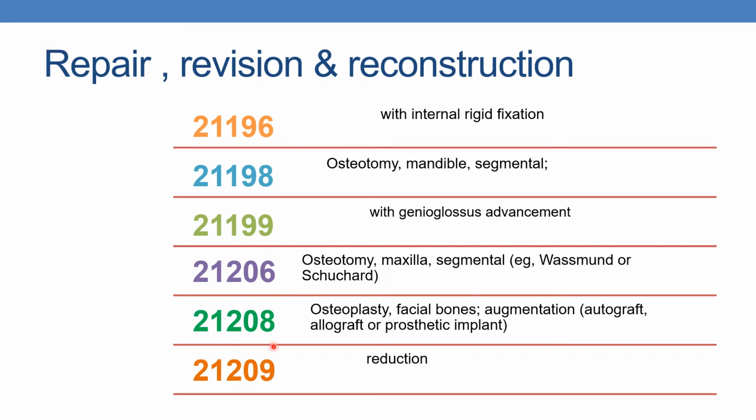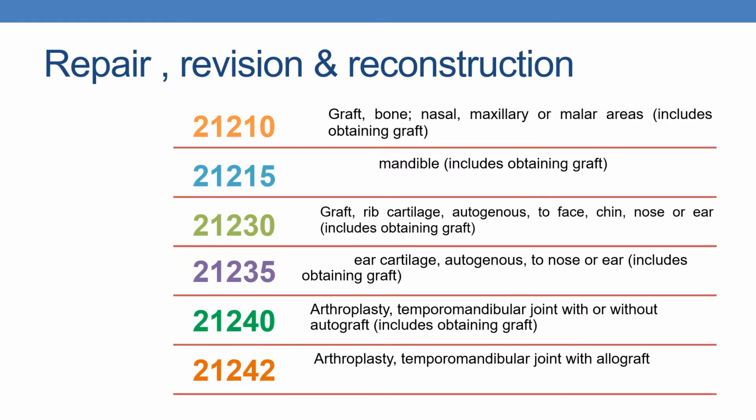The next is 21208. Osteoplasty facial bones augmentation. Example autograft, allograft or prosthetic implant. The next is 21209. Osteoplasty facial bone reduction. The next is 21210. It deals with graft bone, nasal, maxillary or malar areas. Includes obtaining graft. The next is 21215. It deals with graft bone, mandible.